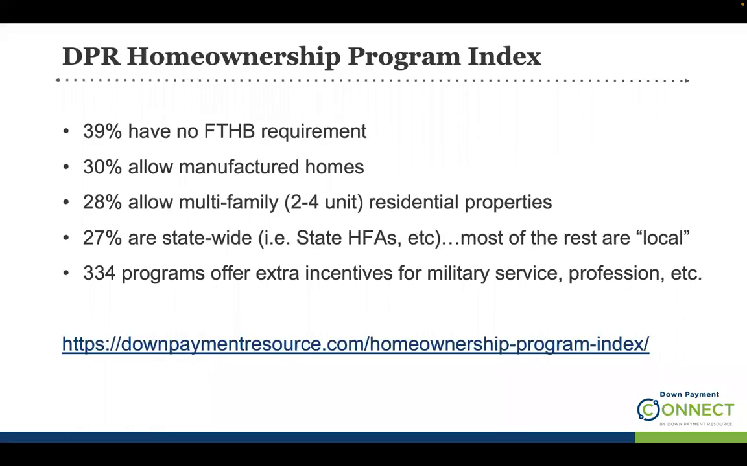Additionally, to give you a few insights into what these programs look like, 39% of them across the country do not have a first-time homebuyer requirement, meaning the door is open for repeat buyers and potentially current owners who want to buy their new primary residence. Also remember, for the purpose of down payment assistance, you are a first-time homebuyer if you've not owned a home in the last 3 years. That's important to remember. Real estate agents, when you're talking to somebody who owned a home recently, if it was more than 3 years ago, they're a first-time homebuyer for the purpose of down payment assistance again.